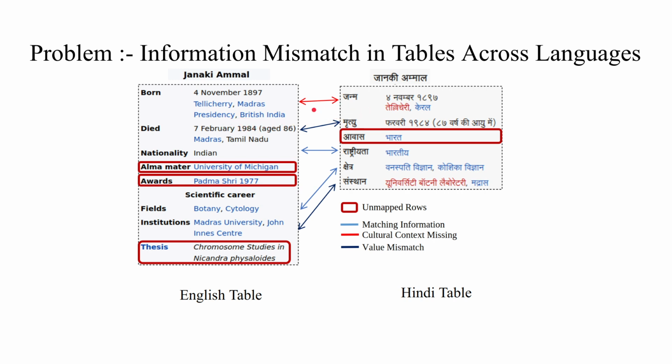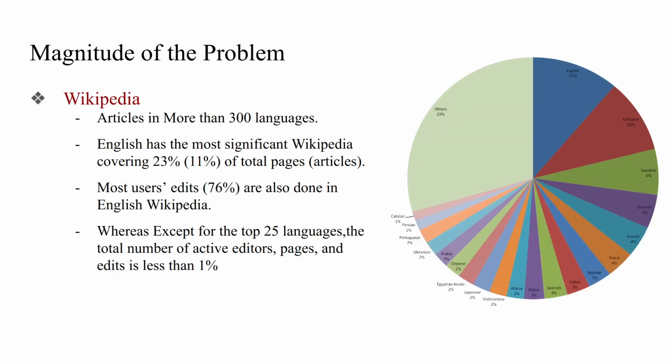Since Wikipedia is completely humanly edited, there is a lot of scope for different information, probably even contrasting across multiple languages. If we look at the magnitude of the problem, we see that Wikipedia has articles in more than 300 languages, and English is the most commonly used one with about 23% of all pages. However, it has disproportionately more editors with 76% of the total editors. This shows that most of the other languages may not even be up to date and contain wrong information.